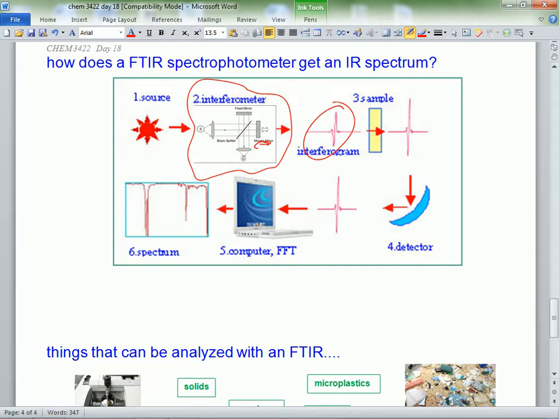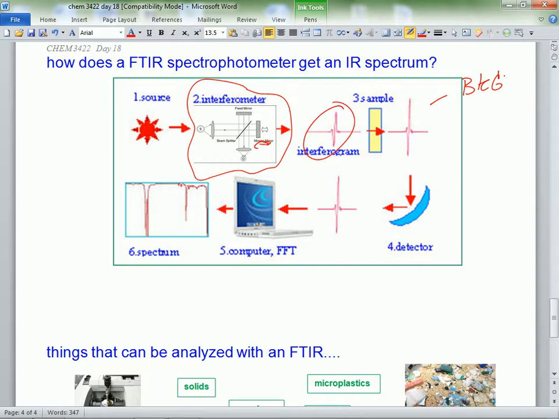Some frequencies or wave numbers are going to get attenuated, others not, depending on what stretches are going on there. You need to do this twice, so you need to get a background, because remember absorbance is the negative log of transmitted over incident. So you measure your background, then you put your sample in and do the same thing. Then take the log and you'll get your spectrum.